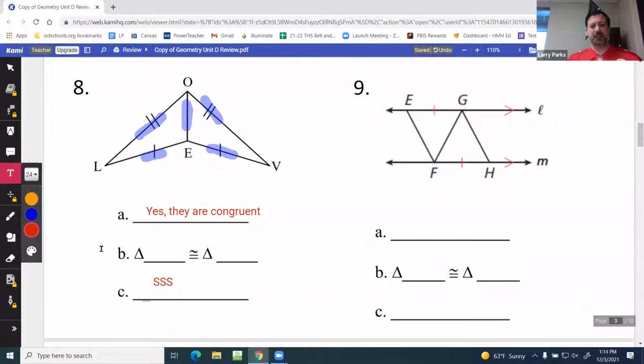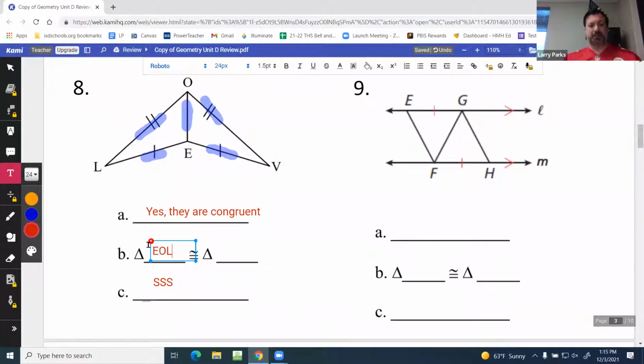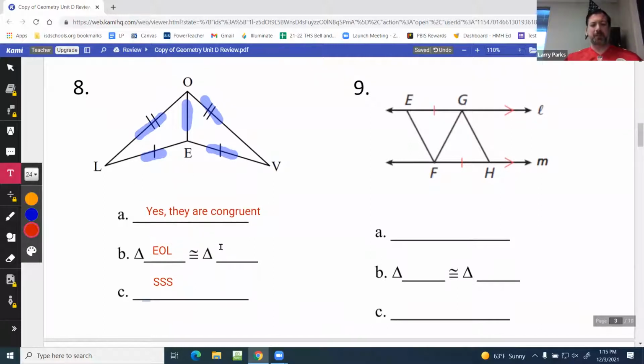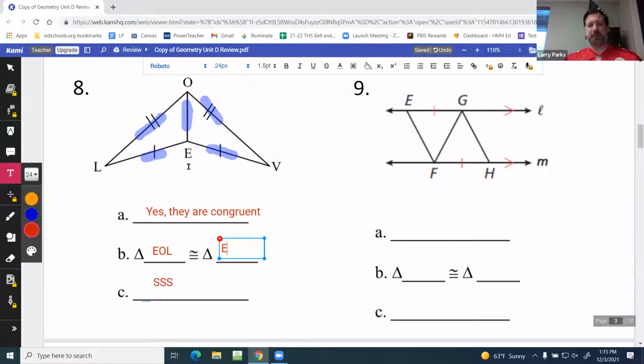So labeling those, you could really start at any point. Let's say let's do alphabetical order. Let's go EOL. So if I go EOL that way, then I would 100% have to start at E, because E and E would be the same. This is what we call a reflection. So we got E, and then we would still go to O, and then we'd go to V. Okay, you have to label it as EOV.